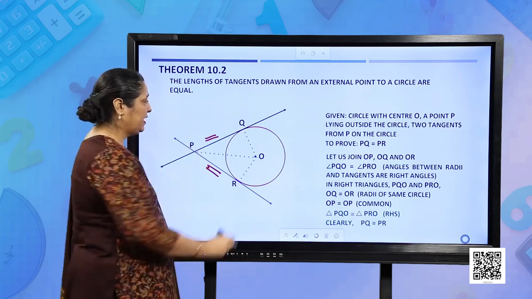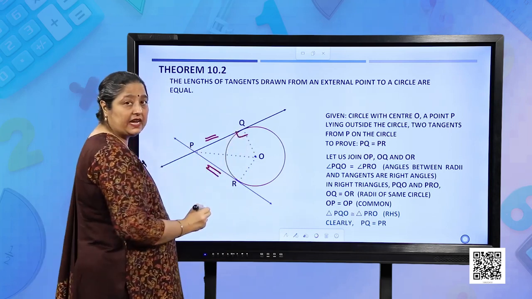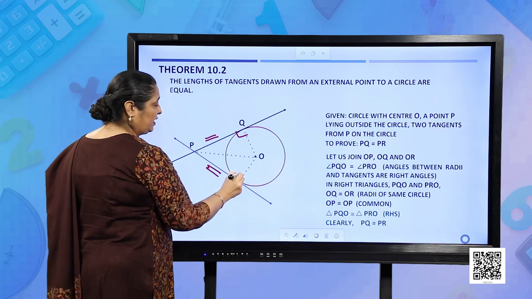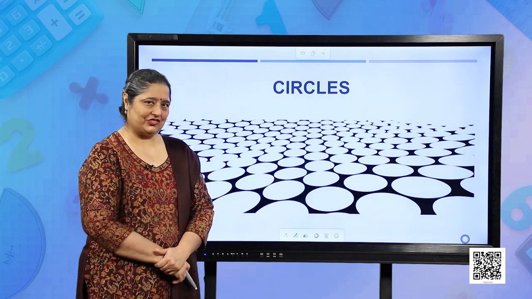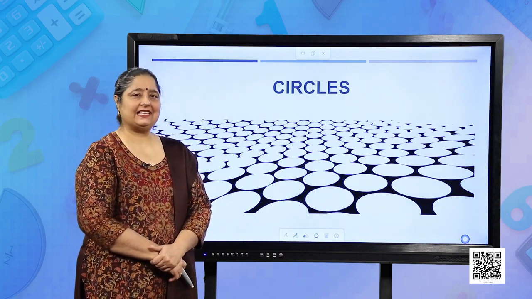Only one concept, that the radius makes a right angle with the tangent. Only this concept you have to remember. So, I hope you have understood the concepts of this session. Please practice questions from the NCERT.